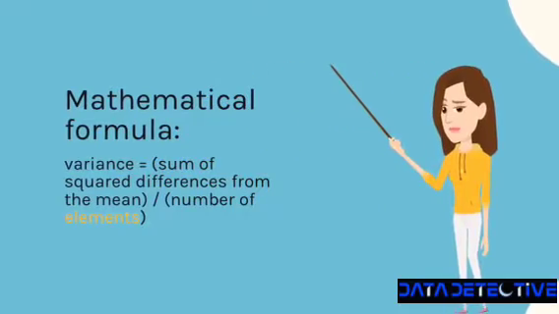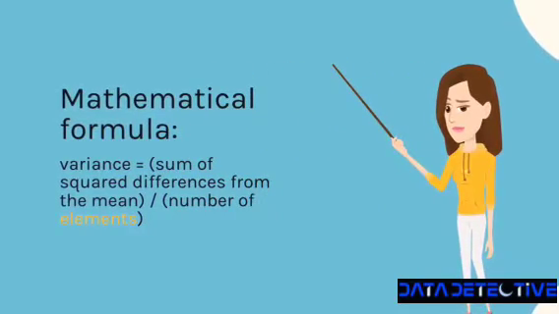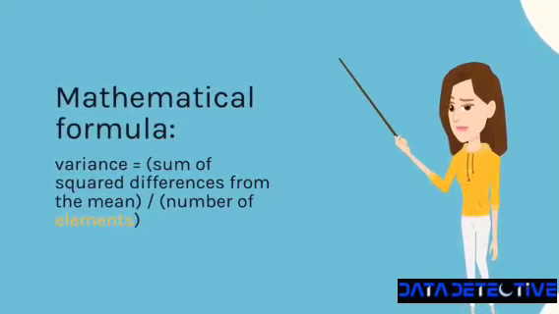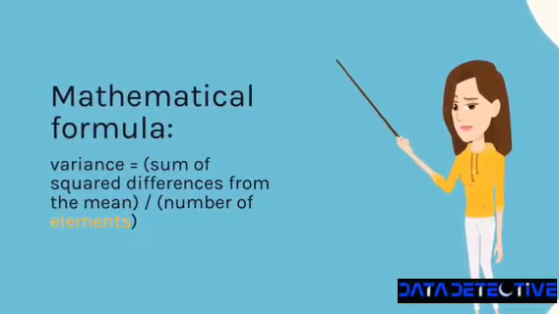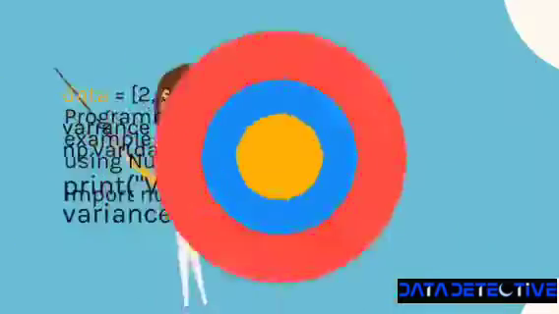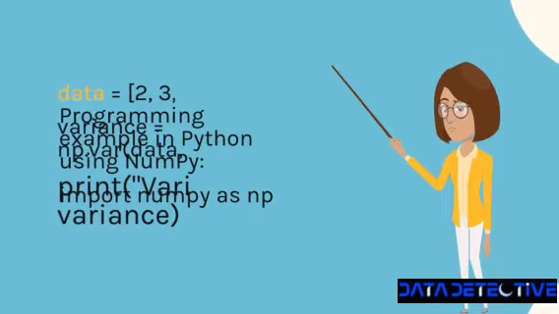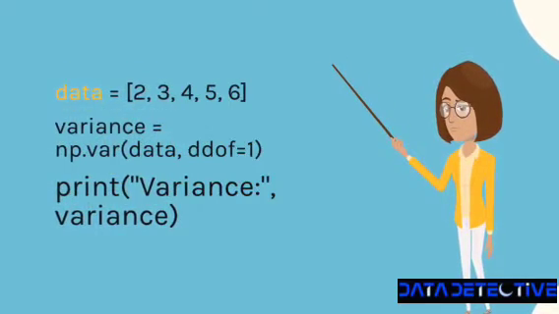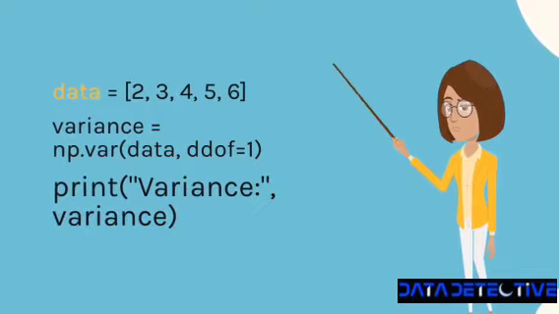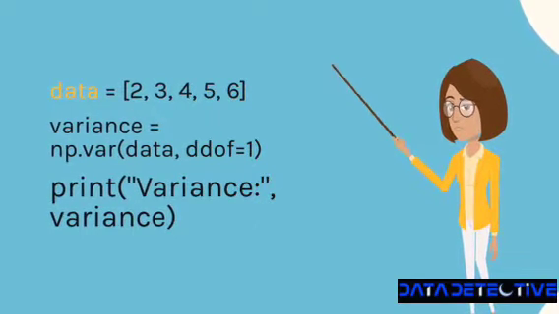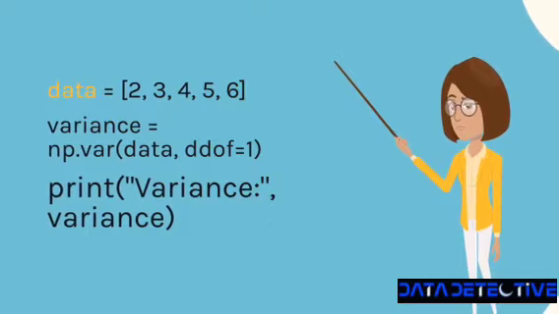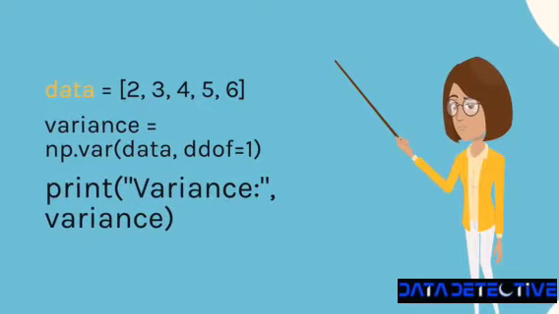Mathematical formula: variance equals the sum of squared differences from the mean, divided by the number of elements. Programming example in Python using NumPy. Import numpy as np. data = [2, 3, 4, 5, 6]. variance = np.var(data, ddof=1). print(variance).